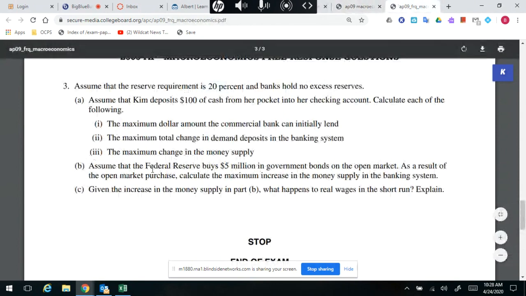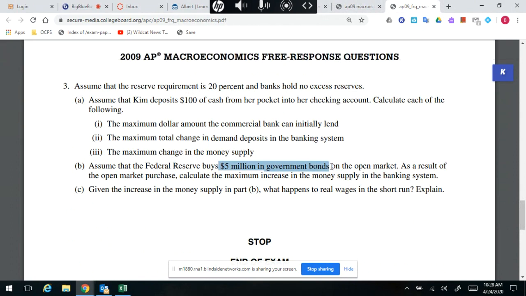Next one here, we said, assume that the Federal Reserve buys 5 million in government bonds. Okay, bonds, all that money is considered to be excess. With bonds, all money is excess. We're not changing deposits. If there were a change in check deposits or demand deposits, then the bank would have to hold on to some of this money in reserves. Because it's bonds, all of this money is considered to be excess. So all of it can be lent out.